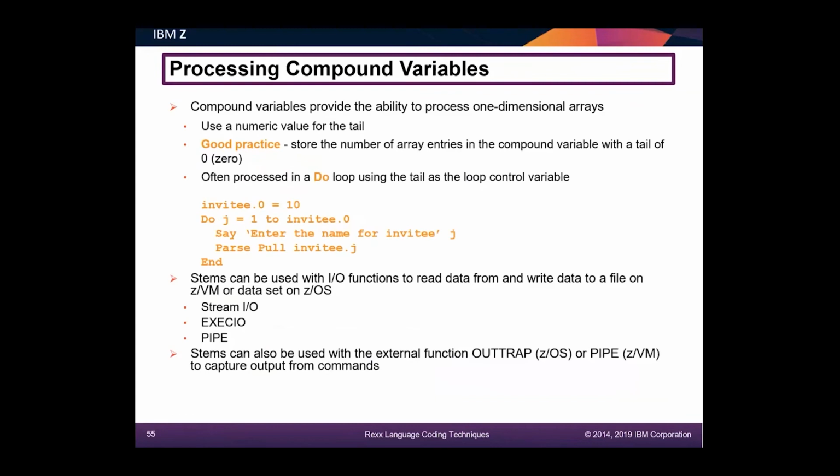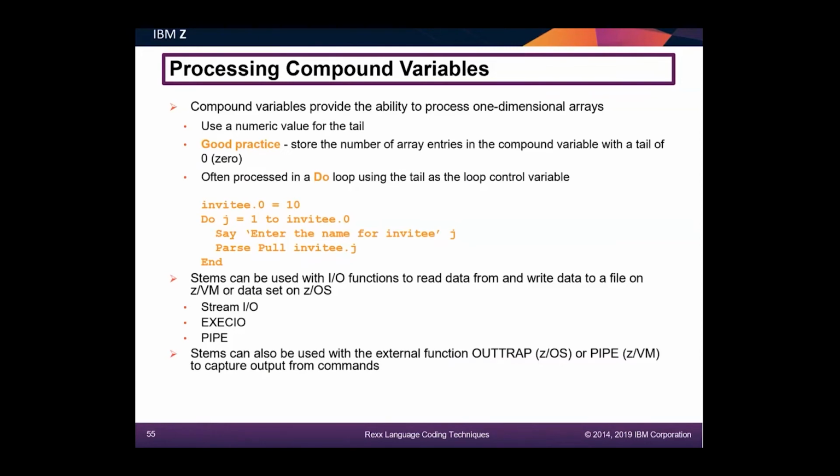So how would I process compound variables? Many people might already know that the .0 value, when you use the 0 as the tail, is the number of things in the array. So the number of tail values that there are. That in Rexx is actually just a good practice. It is not a requirement. You will not get any kind of syntax error in Rexx because you did not use that convention. But it is a convention and it is good practice.